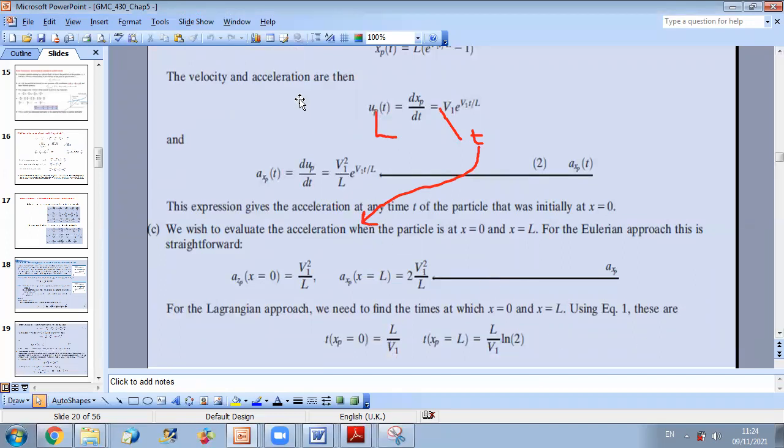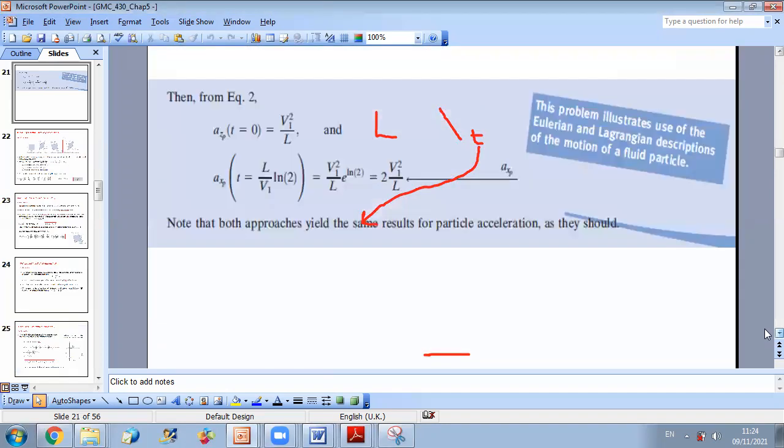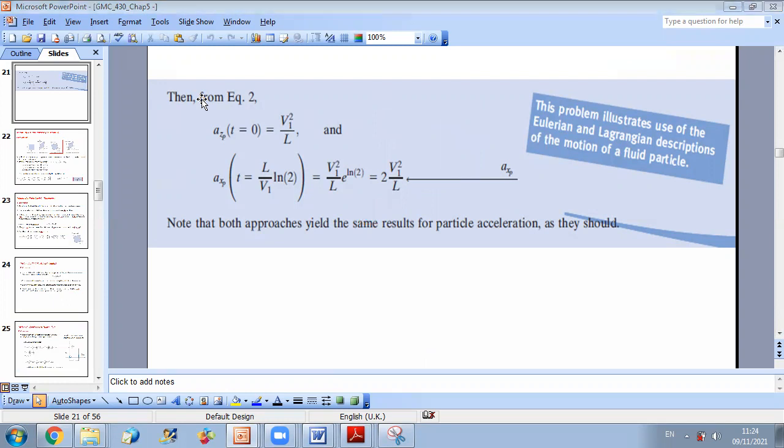As you can see here, the corresponding time for xp equal to L is L over V1 ln of 2. Replacing into the expression of acceleration as a function of time, we'll get back the same result, which is 2V1 squared over L. Any question on this?